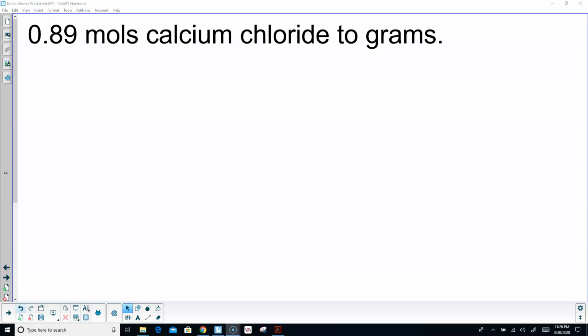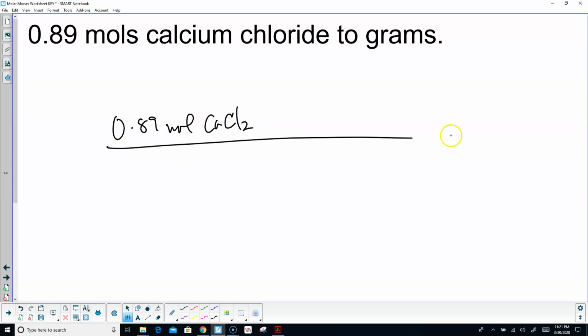So first thing, let's see, we need to put on here 0.89 moles of calcium chloride. Since we're going from moles to grams, what we need to know is the molar mass. We want the moles to go away, so they need to go on the bottom. It's always 1 mole.